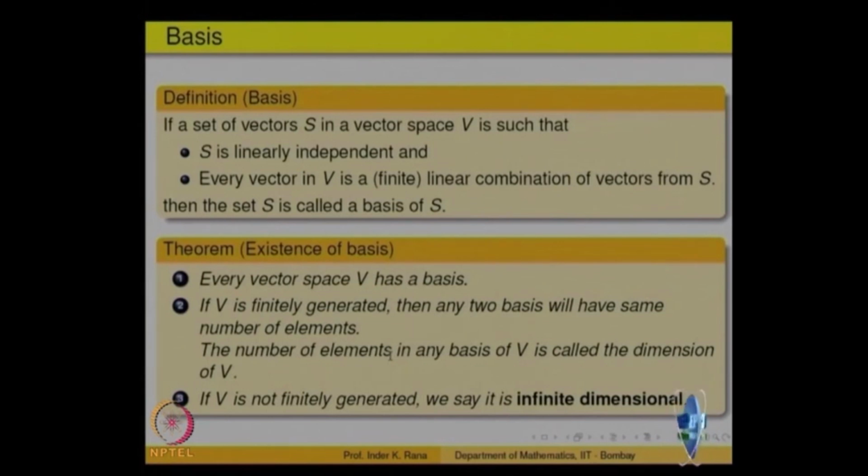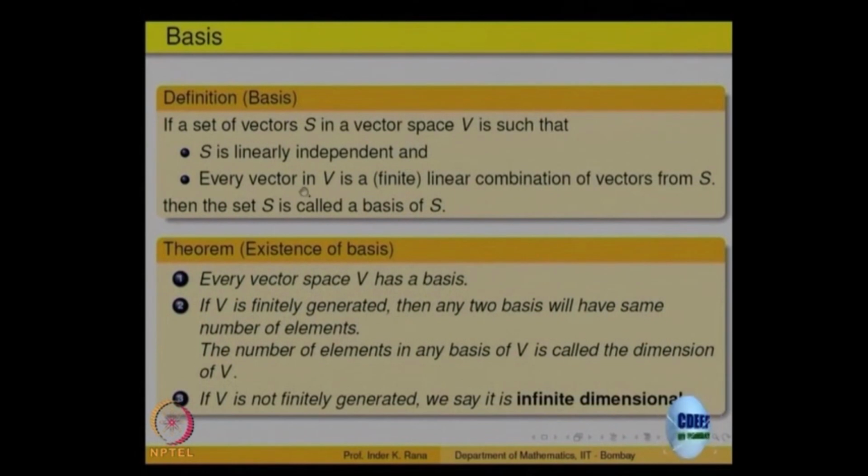Now, we have defined independence, we have defined what is generation. So, something which is independent and generates, we call that a basis of that vector space. So, what is the basis? It is a linearly independent set, and every vector V is a linear combination, of course finite only, of elements of S. S may not be finite, but it is a linearly independent set. And second, every vector V is a linear combination of some finite number of elements, the finite number may change. But S may not be finite, keep in mind.